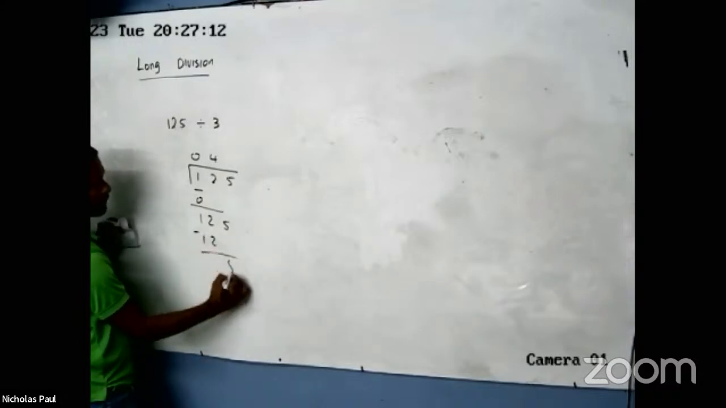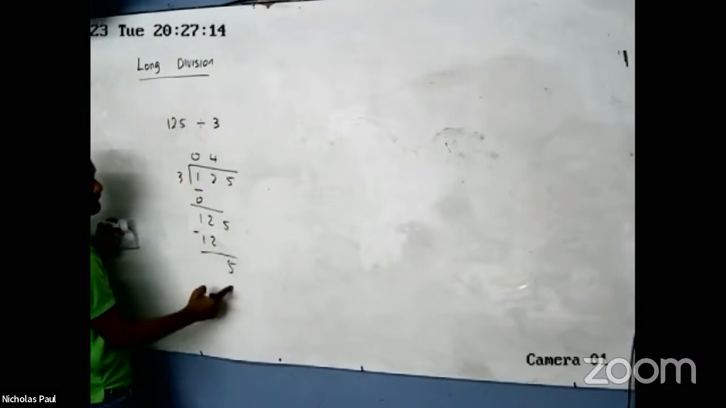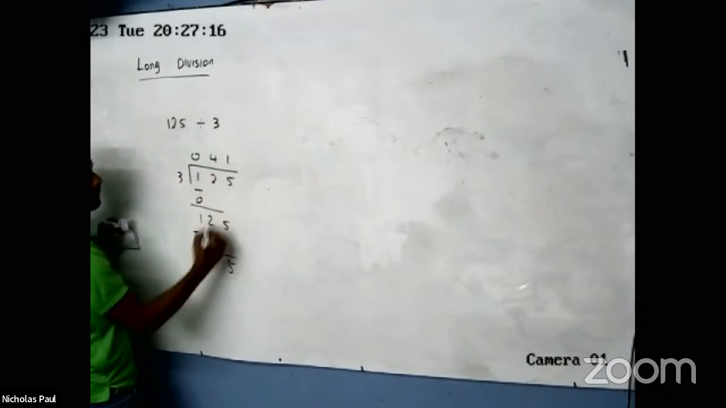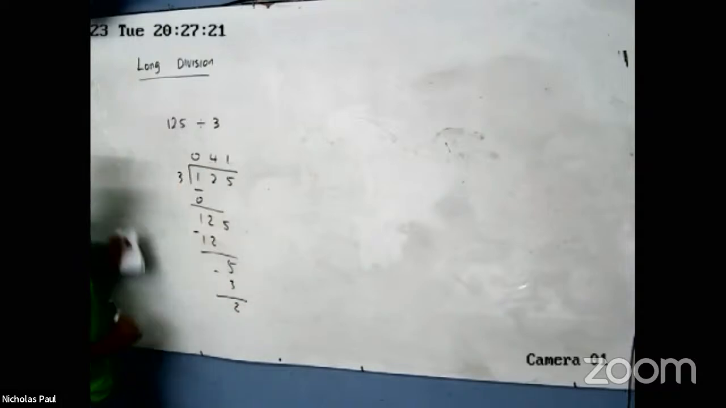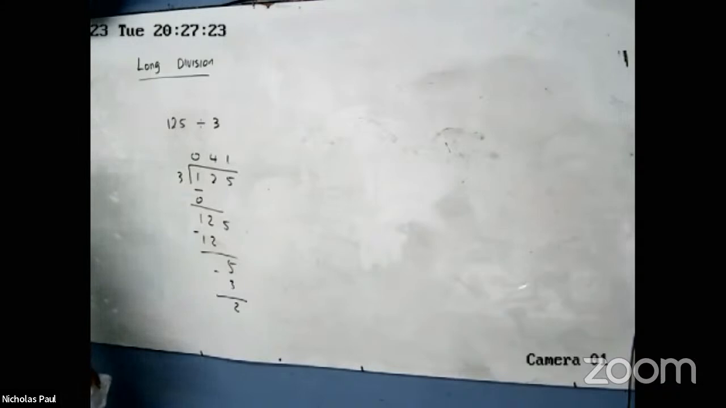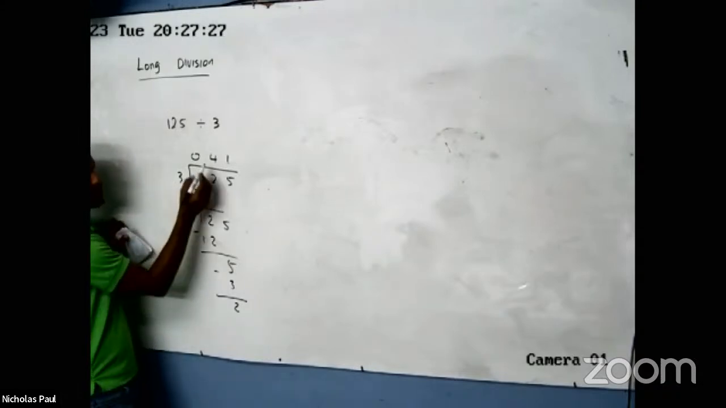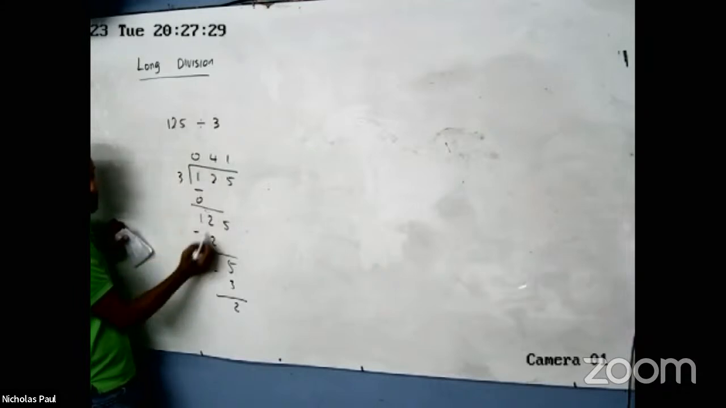Oh, here was good. And now 3 into 5 is 1. And then when you subtract, you get remainder 2. So it's 41 remainder 2. Yeah, that is correct. Right? So that's basically what we're doing. 3 into this by this, and then it's subtract.